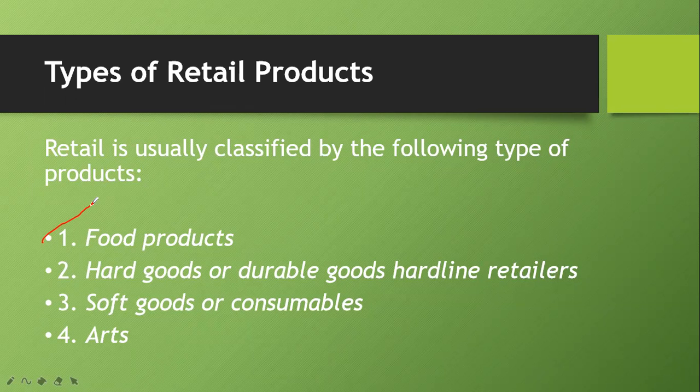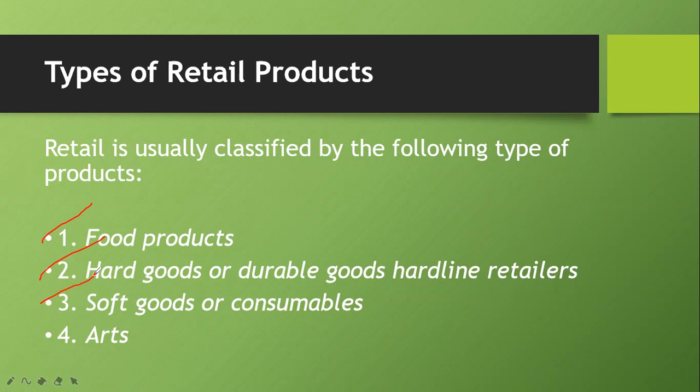Next is the hard goods or durable goods. Hardline retailers, so para sa automobiles, appliances, electronics, furniture, sporting goods, lumber, and parts of them are what we call hard goods or the durable goods. Next guys, number 3 is the soft goods. So sa example aning mga soft goods or consumables.